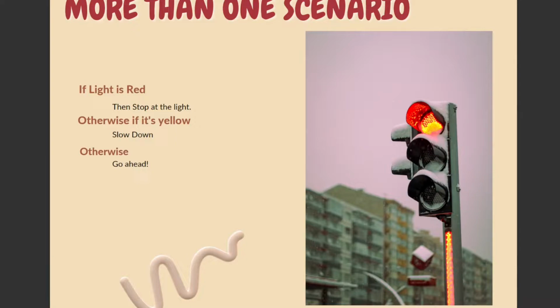There are times where you actually use if statements and there's more than one scenario. So, for example, a red light: if the light is red, you need to stop. Otherwise, if it's yellow, you need to slow down. Or else it's green and you can just go ahead, right? So there's more than one scenario that could happen, so you actually use multiple ifs to explain it to someone.